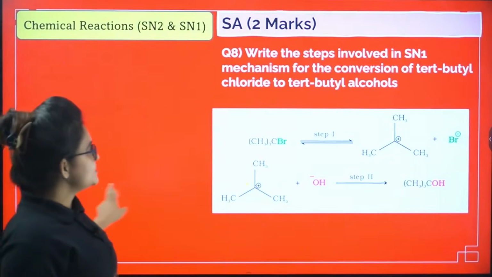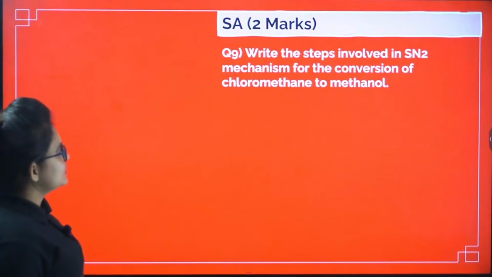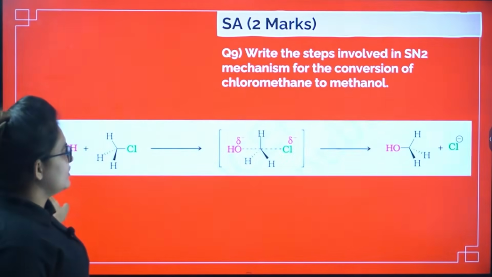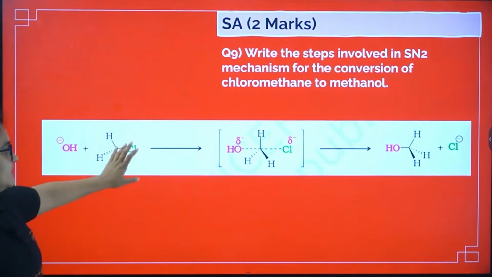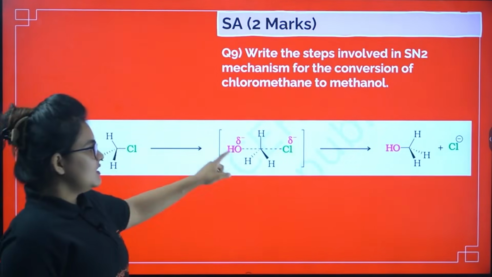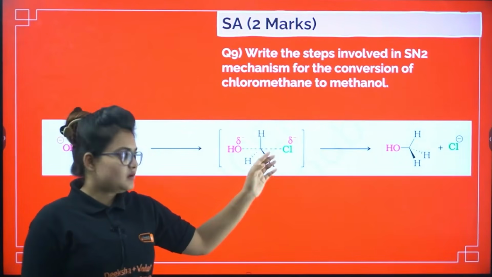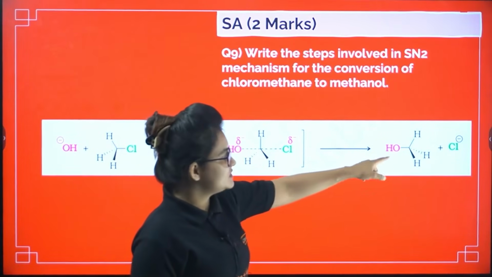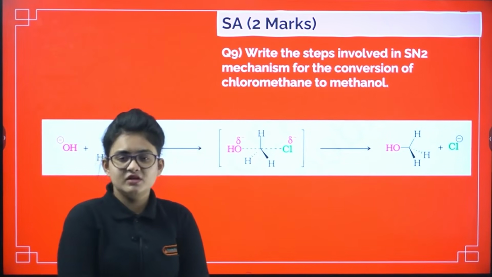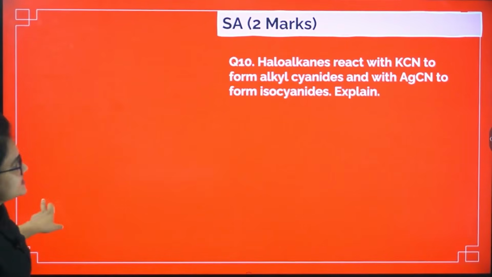Okay, let's proceed. Write the steps involved in SN2 mechanism for the conversion of chloromethane to methanol. So here you can see I am having chloromethane, this particular compound. Whenever the OH minus attacks here, a penta-coordinated transition state will be generated, then your leaving group will leave the system and you will get the distorted or tilted structure.